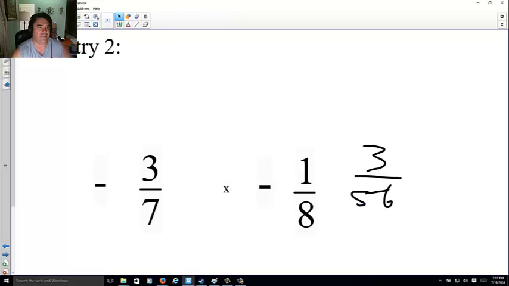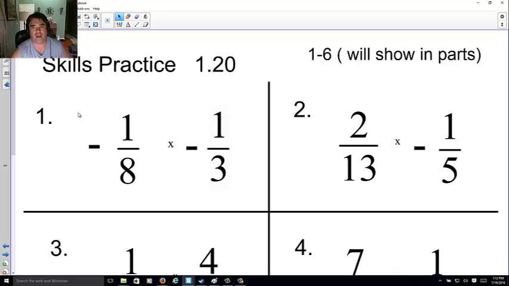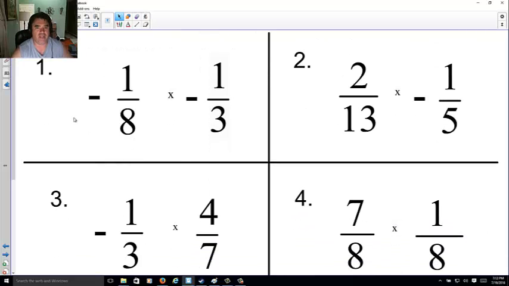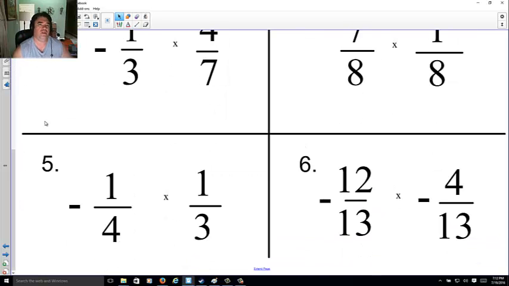Do one more if I have it for you. Nope, skills practice. We're going to show it in parts. So go ahead, here's 1 through 4. Go ahead and pause and solve. Alright, let me scroll the screen down. Pause and solve. Let's see how you did.